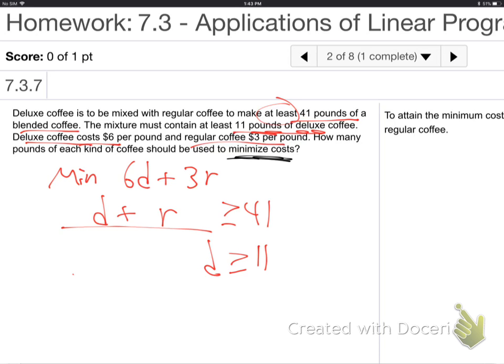Are we good there? Now we're going to solve it. I mean, that's just the setup. And then we'll go through to solve it. So everybody good so far? See how I got those equations out of those words?